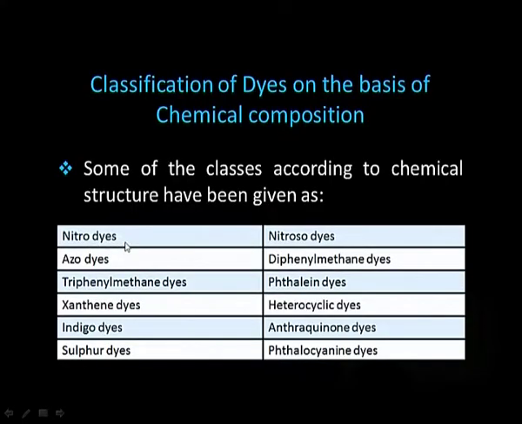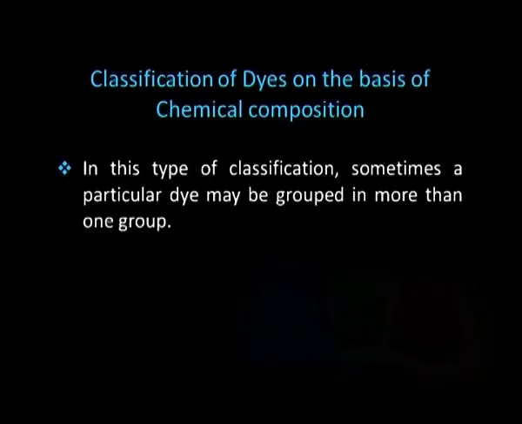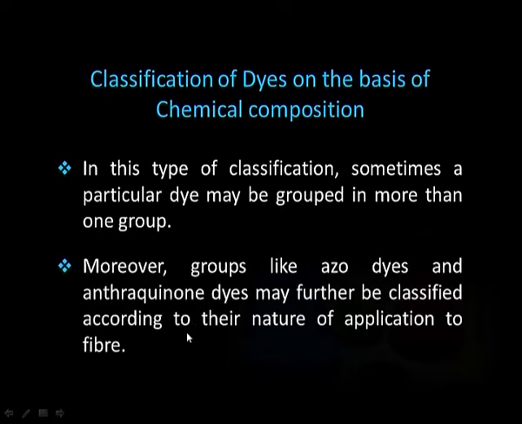Here you can see these are nitro dyes, nitroso dyes, accordingly azo dyes, triphenyl methane dyes. They all represent a particular chemical composition. We will discuss these dyes later on. In this type of classification, sometimes a particular dye may be grouped in more than one group. Moreover, groups like azo dyes and anthraquinone dyes may further be classified according to their nature of application to the fiber.